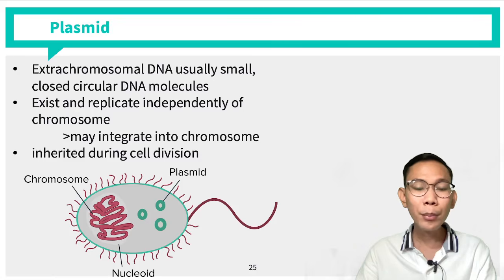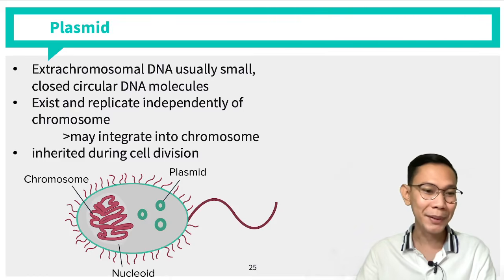Later on, we will see the importance of your plasmid when we discuss your pilus. Later, makikita natin how this plasmid is transferred from different cells. So this plasmid is actually transferred through bacterial conjugation and with the help of your sex pilus. So, tingnan natin mamaya.